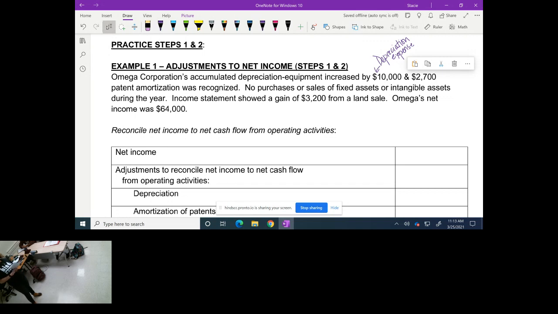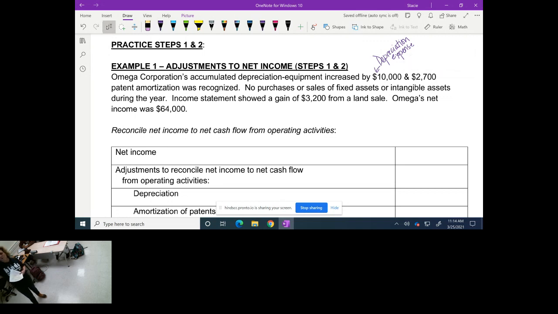All right, so the problem says no purchases or sales of fixed assets or intangible assets during the year. Income statement showed a gain of $3,200 from a land sale. Well, since they had no purchases or sales of fixed assets, I'm just going to assume that gain must be a piece of land they had for investment purposes or something. But remember, the gain is not cash. Anytime you have a gain or loss on anything, we're going to show it in the operating section.